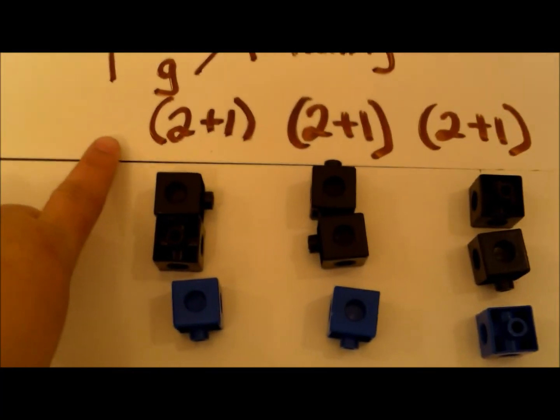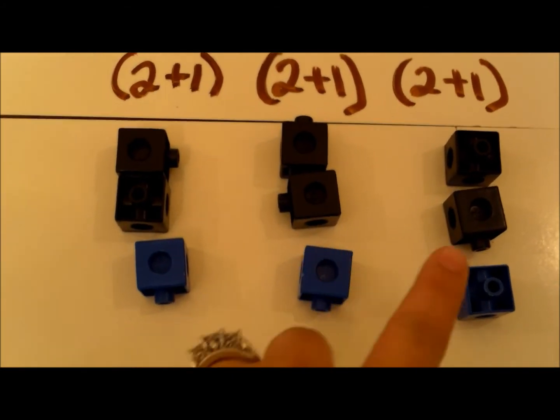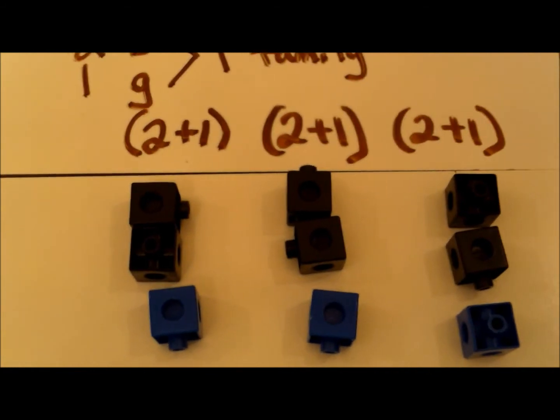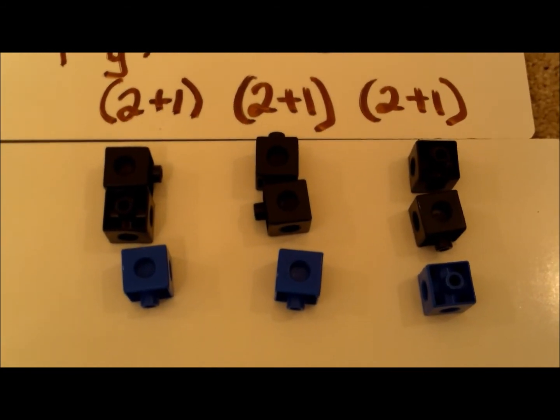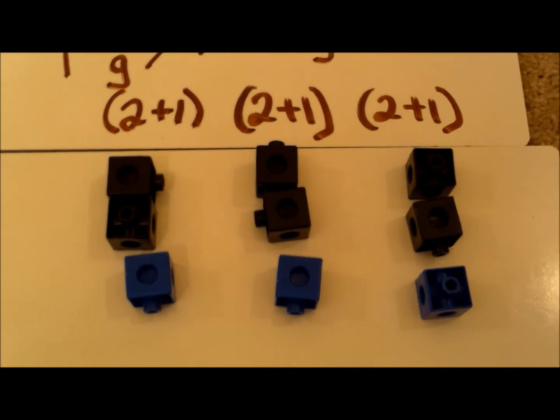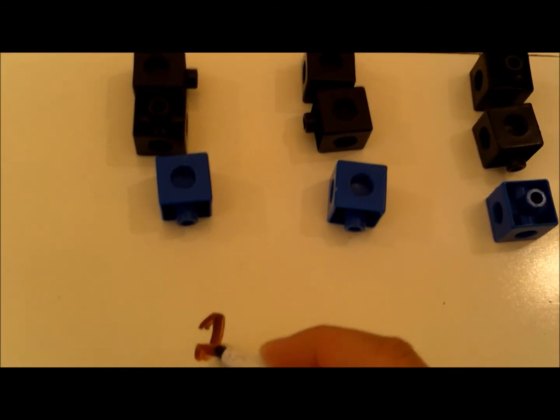Okay, so I see my visual representation of 2 boys and 1 girl, 2 boys and 1 girl, 2 boys and 1 girl, a total of 3 families. I need to write this as an equation. An equation means basically just a number sentence. And I want to know how many kids are in the town. Okay, so I'm going to start off. Okay, I know that there's 2 plus 1.